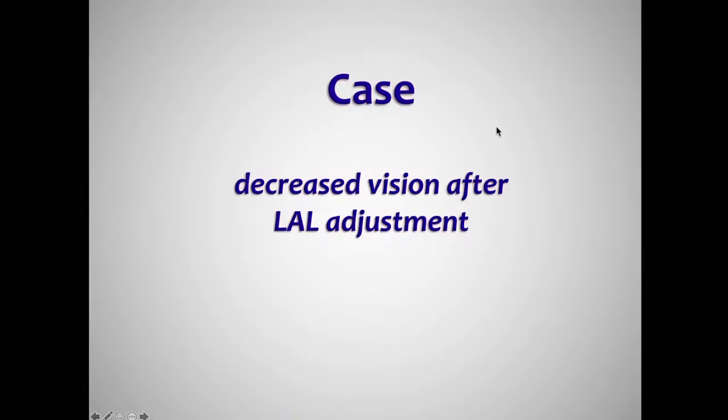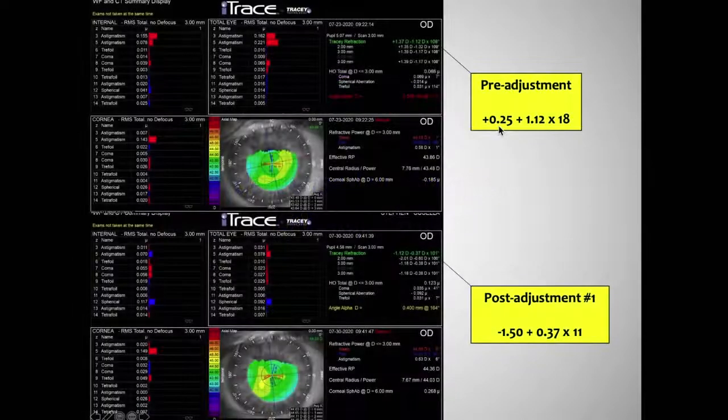This is a puzzling one. We're using the light adjustable lens. So this is pre-adjustment. You can see the refraction here. They were hyperopic. Here's their astigmatism. So we did an adjustment. And then this is the post-op refraction. We made them a little myopic.